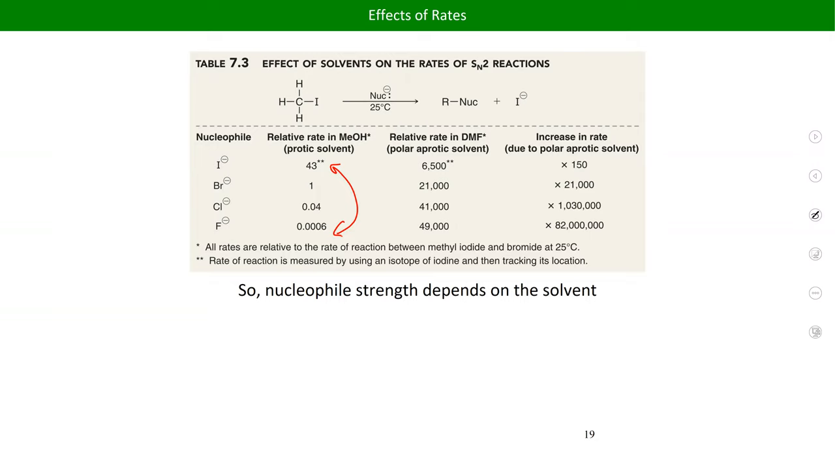82 million times faster. That's pretty impressive. Although when you put that in scientific notation, 8.2 times 10 to the 7, it's still a big number, but it's like, oh, we've seen bigger equilibrium constants, right? And rate constants.